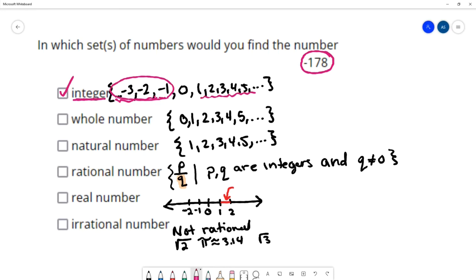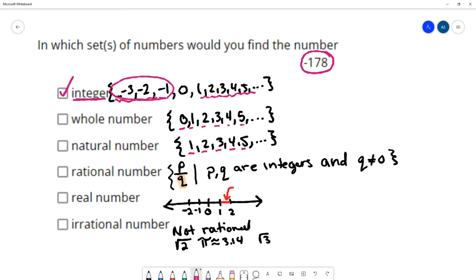Moving on to whole numbers. Whole numbers are going to include your counting numbers, 1, 2, 3, 4, 5, and 0. And this is a negative number. So -178 is not a whole number. Our natural numbers, those are our counting numbers, 1, 2, 3, 4, 5. And -178 is not among those numbers.